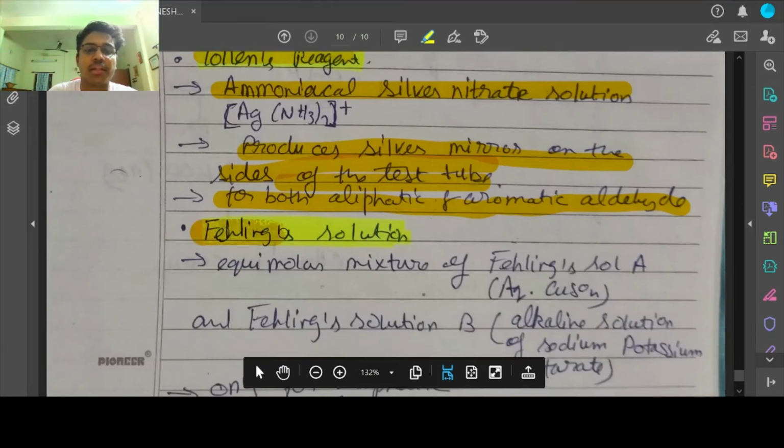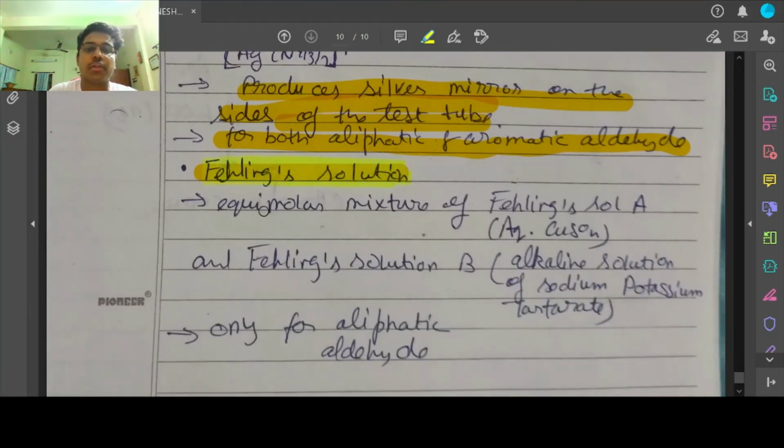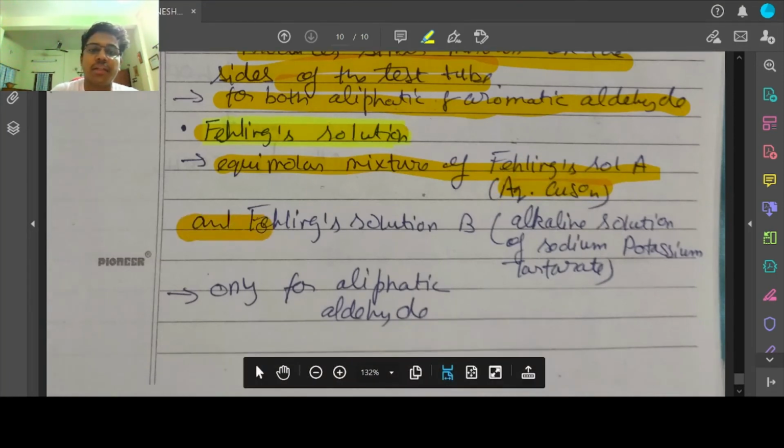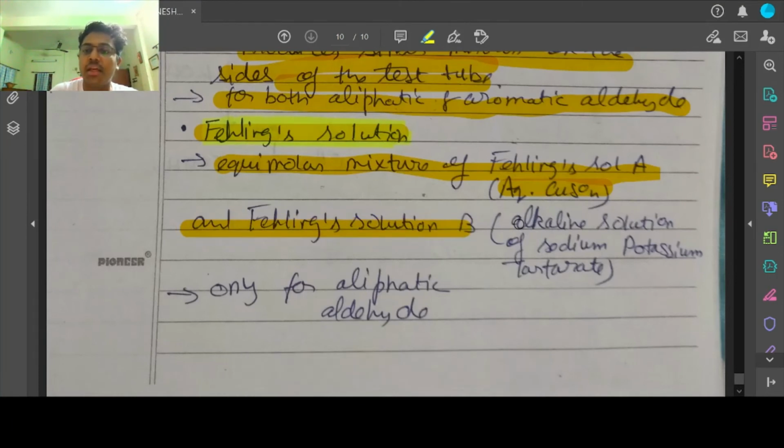So now comes Fehling solution. What is Fehling solution? Fehling solution is an equimolar mixture of Fehling solution A and Fehling solution B. What is Fehling solution A? Aqueous copper sulfate, aqueous CuSO4. And what is Fehling solution B? An aqueous solution of sodium potassium tartarate. It is also known as Rochelle salt.